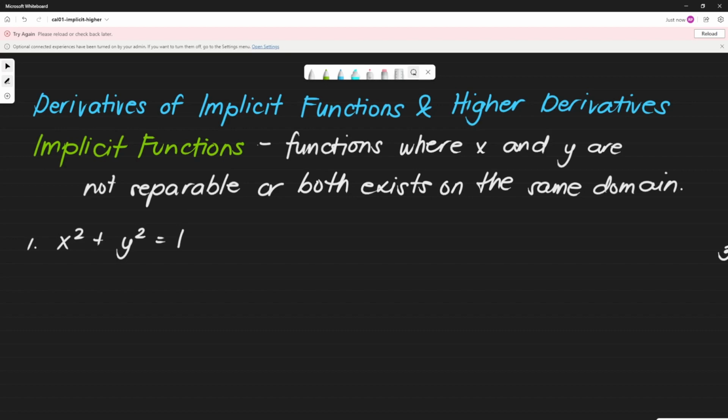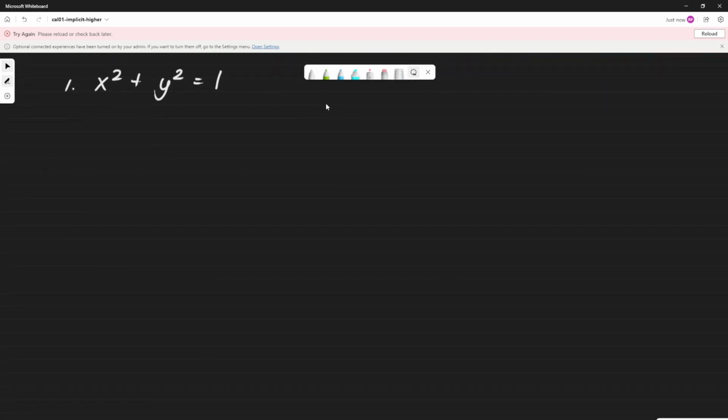So for example, we have here our equation, x squared plus y squared is equal to 1. So ito yung ating example for number 1. Usually kasi we express the function or y in terms of f of x. Dito kasi magkasama na sila. So how do we get the derivative of this one?